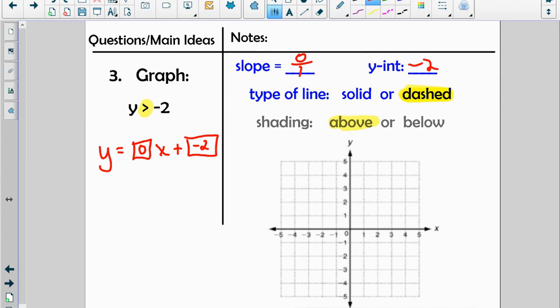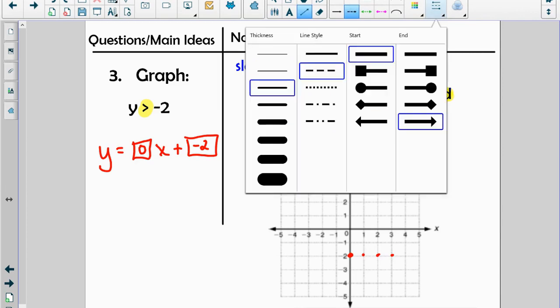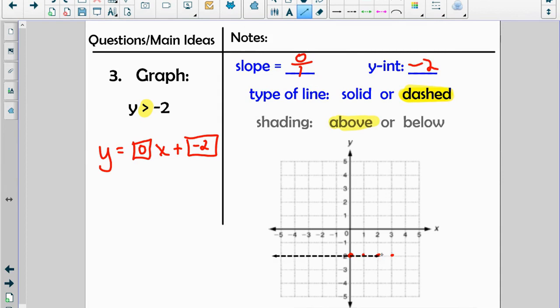It's time to get our boundary line and shade. So I start with my y-intercept of negative 2. And if it has a slope of 0, you might recall that is a flat horizontal line. Or you can plot more points by using that slope 0 over 1: rise 0, run 1, rise 0, run 1, and so on. We draw a dashed line. Let's see if I can get the straight line here to work. I already have the dash selected, and I'm going to go straight across here.